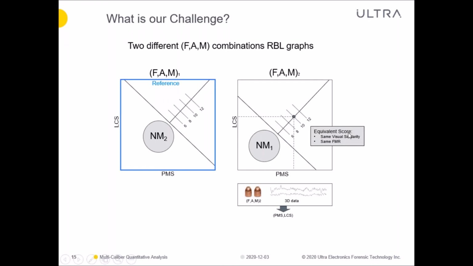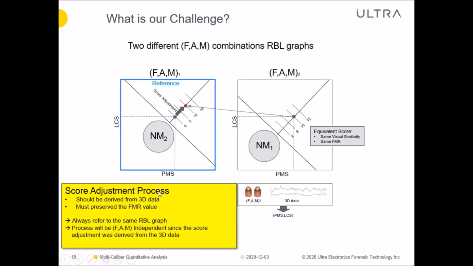Well, the equivalent score should preserve the same visual similarity and has to preserve the false match rate value. So that score should be right here, same false match rate value. But the pattern matching and line counting score is right over here. So we have to do some score adjustment to get the equivalent correlation score.